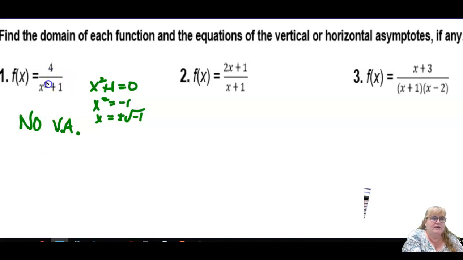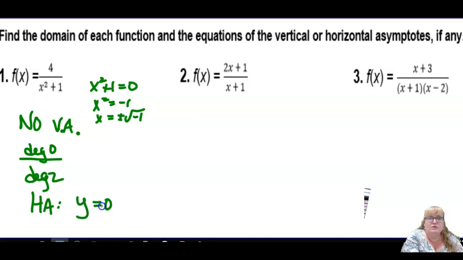It is bottom heavy. The top is degree 0. There are no x's over degree 2. So the horizontal asymptote is y equals 0. And actually the domain is all real numbers because this never equaled 0.